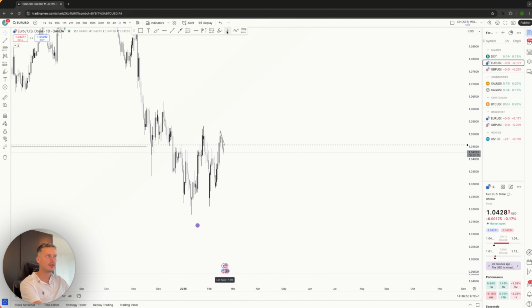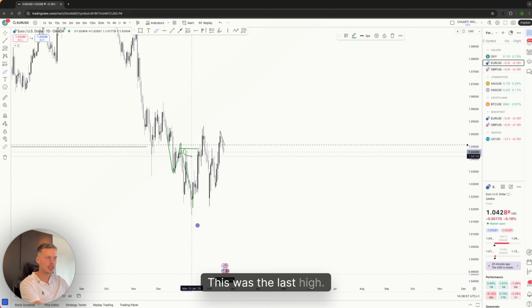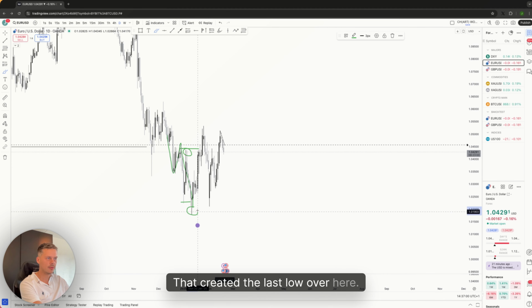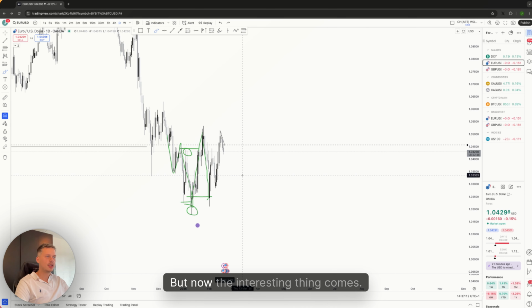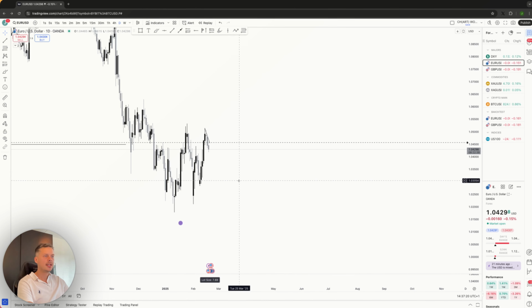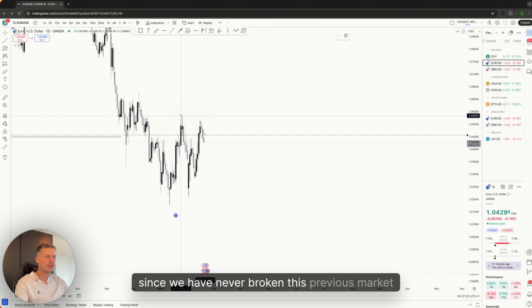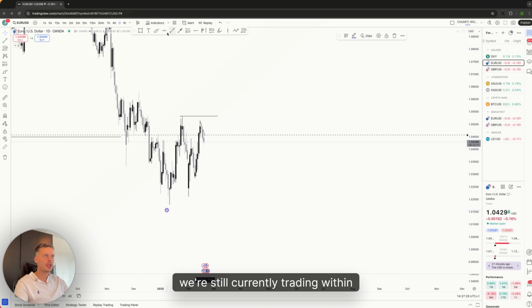So what can we see is that price was stepping down. This was the last high that created the last low over here. Then price stepped up bullish. Price came all the way into that last order block or whatever, and it started to show some bullish price action. But now the interesting thing comes. What is our daily range currently? Well, since we have never broken this previous market structure, we're still currently trading within this daily bullish range.